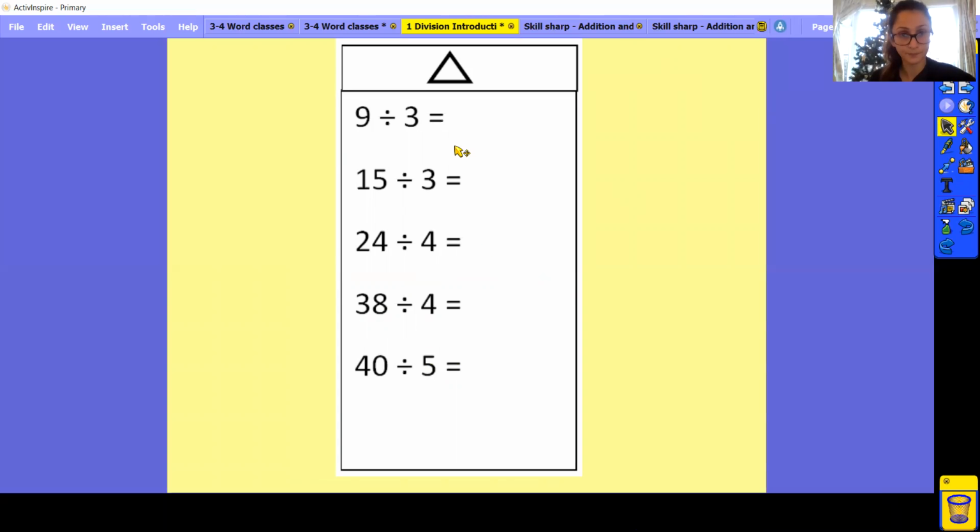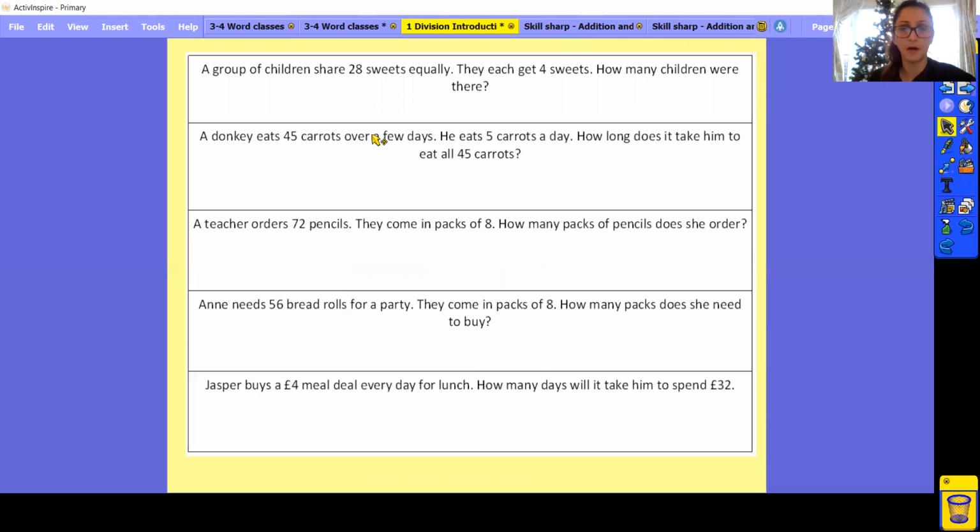These ones will not have any remainders, okay? So then we got on to these ones yesterday, okay? So remember, if you want to have a go at it or carry on with any work that you didn't get finished yesterday, that's fine as well.